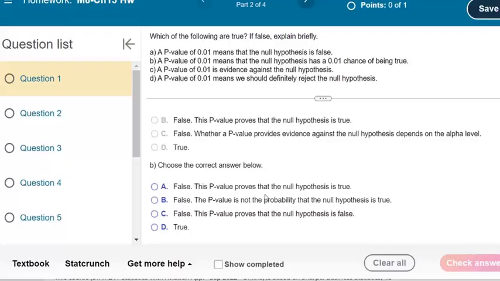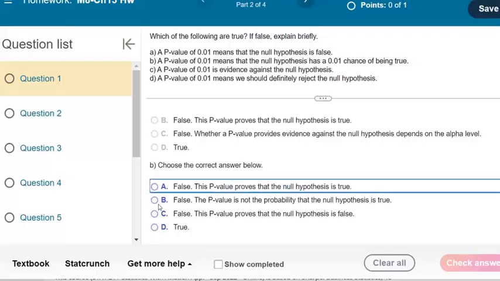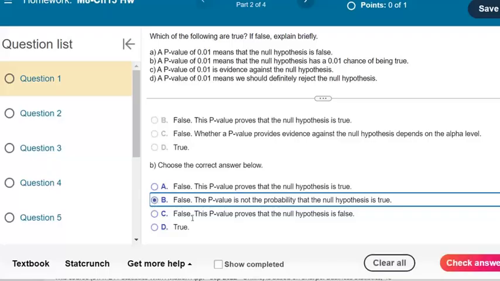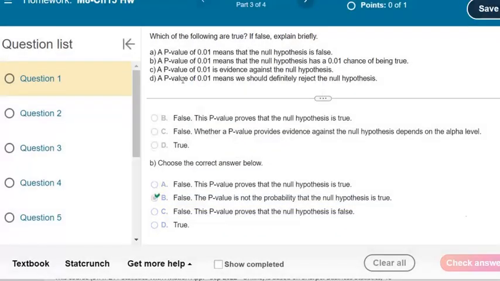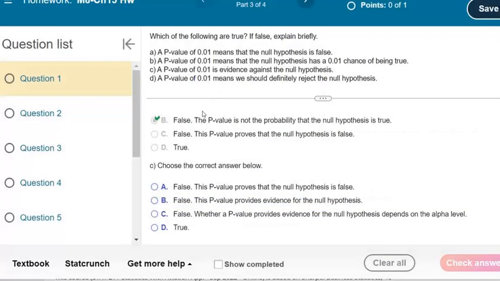So this p-value proves, okay, there's that word "proves" again, forget that one. The p-value is not the probability that the null hypothesis is true. That's correct. The p-value isn't the probability that the null hypothesis is true. The p-value is the probability that you get this test statistic assuming that the null hypothesis is true. There's the word "proves" again. That statement's not true.